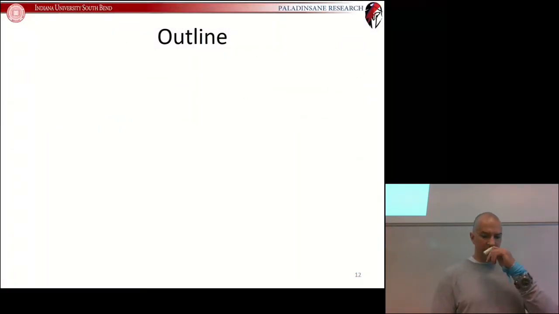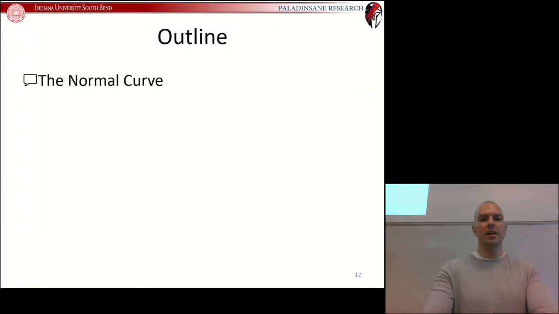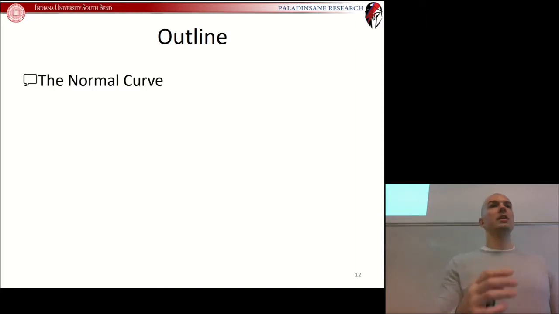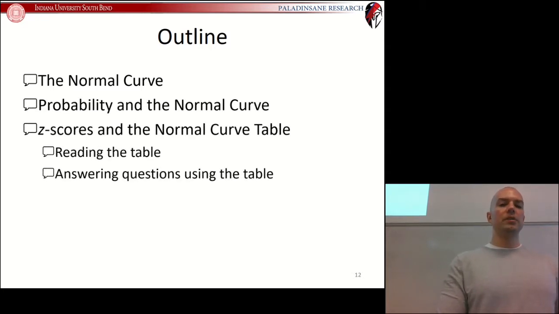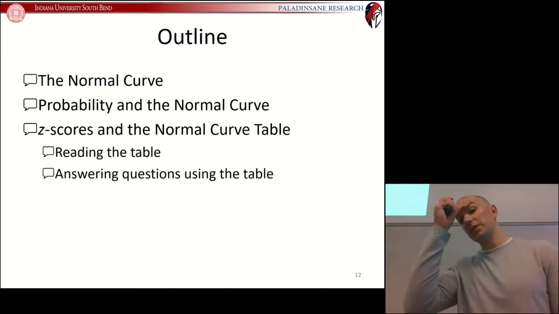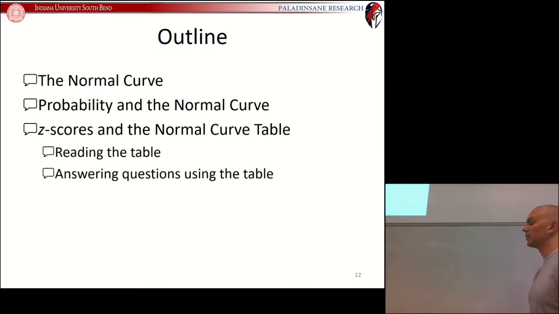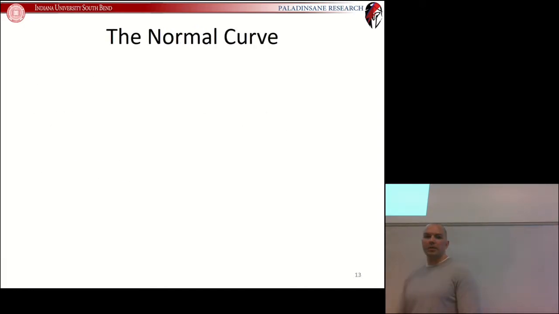So what we're going to do today is introduce the idea of the normal curve. We foreshadowed this last time. The normal curve is a frequency distribution that occurs in nature and our universe over and over again. And then we'll talk about probability in the normal curve and how we use z-scores to address and use the normal curve table, how we read the table, and how you answer questions using that table. All right, so the normal curve.